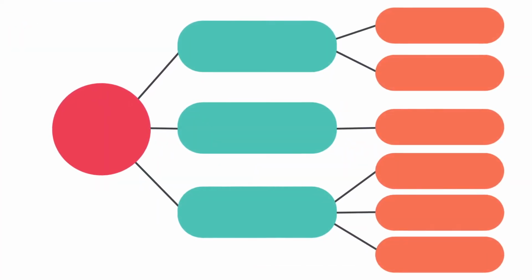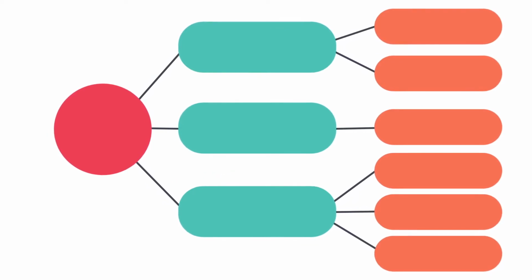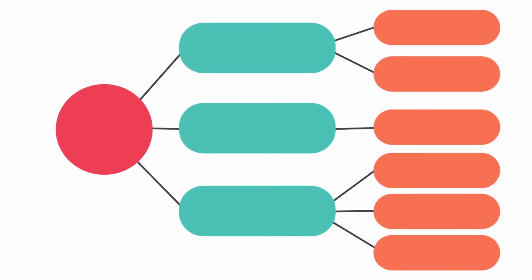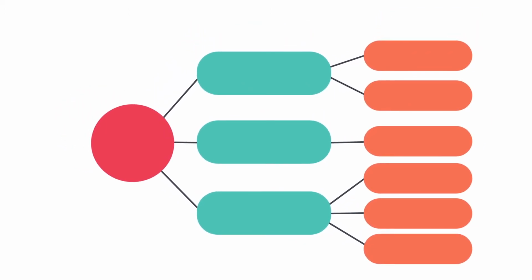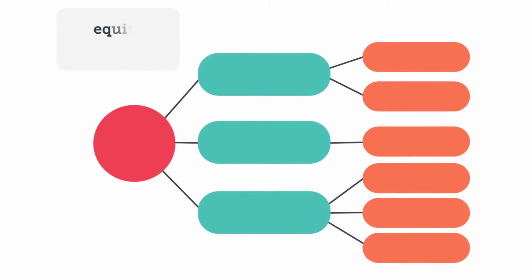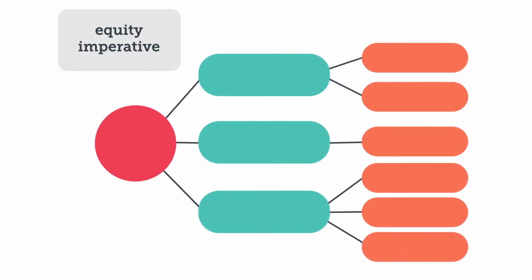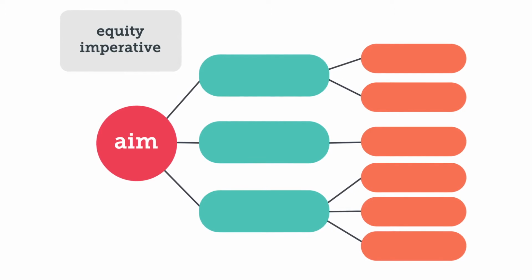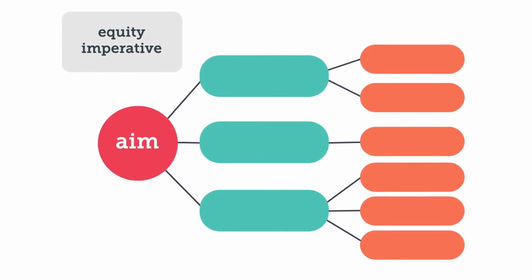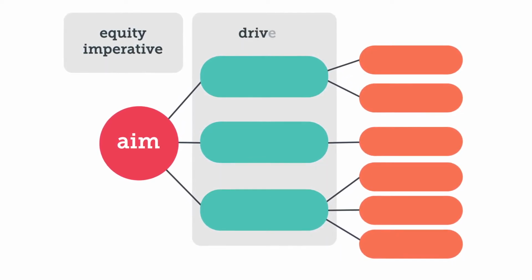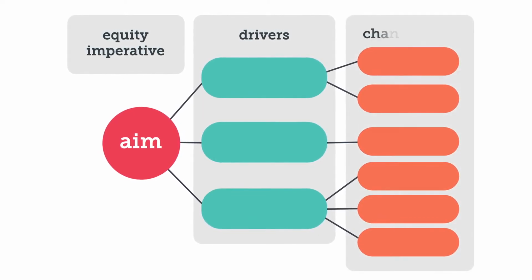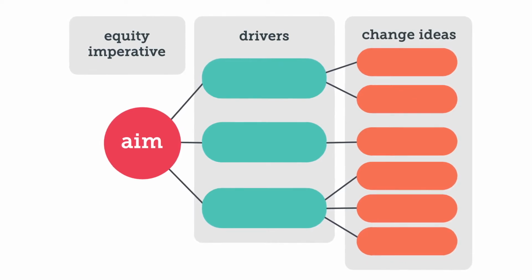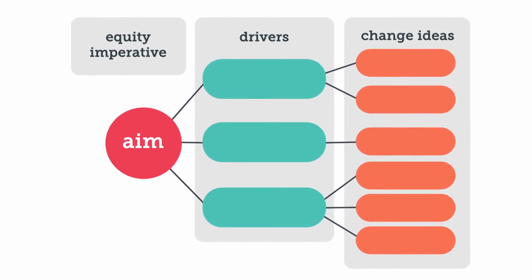While a theory of change is a visual description of how we expect a desired change to happen, a key driver diagram is a tool used to organize that theory and make it actionable. It has four main parts: the longer-term equity imperative, or mission; the aim, or intended outcome, linked to that equity imperative; the drivers, or conditions or factors, that enable us to meet our aim; and the change ideas, or interventions and ways we could do things differently.